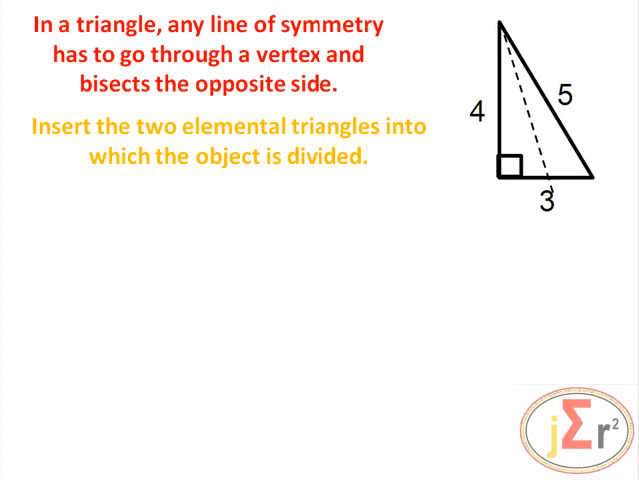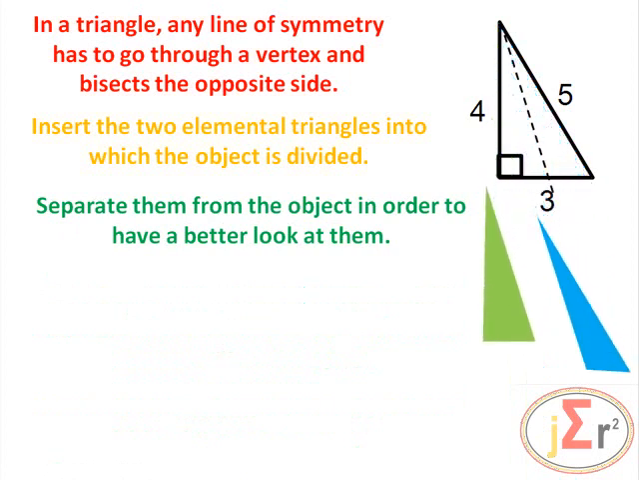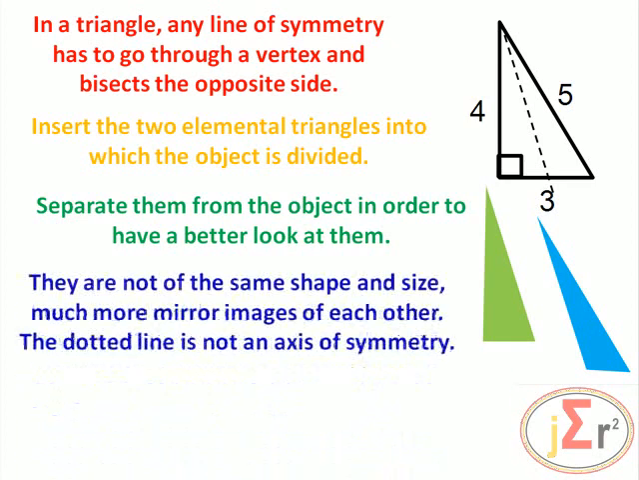These are the two elemental triangles into which the object is divided. Those are your two triangles. Separate them from the object in order to have a better look at them. There we have them. They are not of the same shape and size, much less mirror images of each other. The dotted line is not an axis of symmetry.